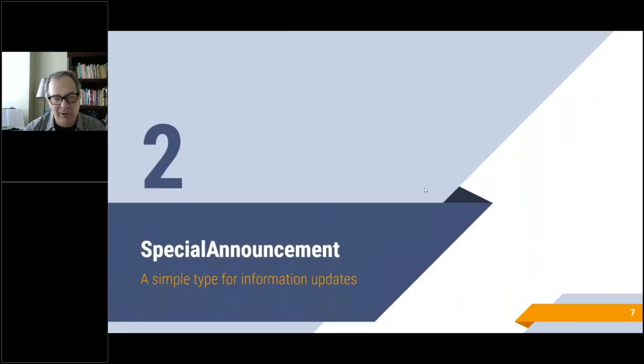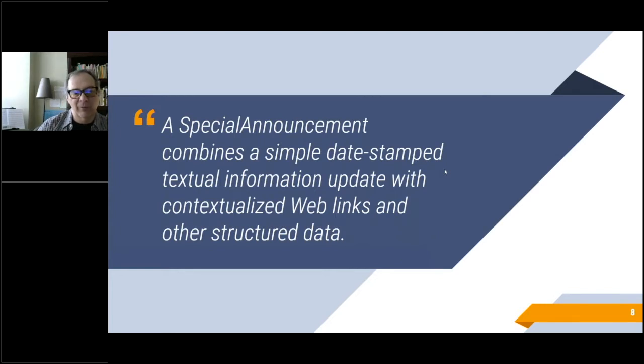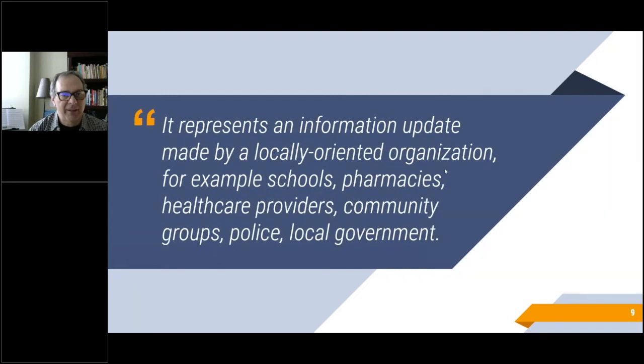Probably of more interest to participants here, special announcement. This is a simple type of creative work, date stamped with textual information, providing web links and other structured data that allows a webmaster to promulgate some sort of special announcement. It represents, as the schema says, an information update made by a locally oriented organization, especially schools, pharmacies, healthcare providers, government groups, police, local government. However, just to be clear, the information updates may be at a locally oriented level, but certainly a special announcement can be used at any altitude. And as we'll see, many countries have published special announcements at the national government level.